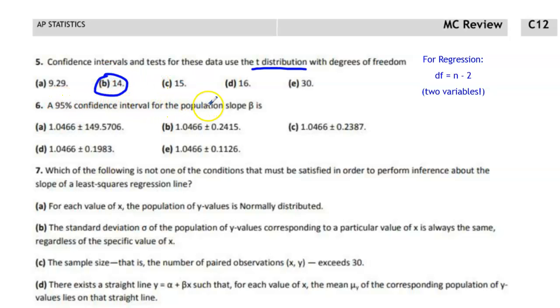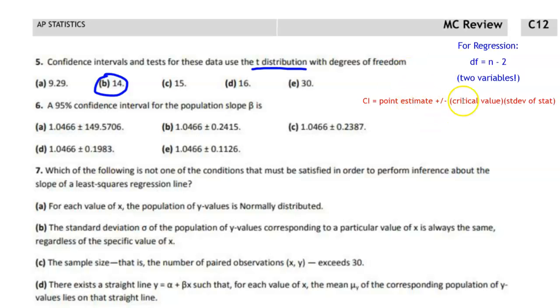The 95% confidence interval for the population slope beta is, well, first we have to start any confidence interval by thinking about what confidence intervals mean. Remember that it's a point estimate plus or minus the critical value times the standard deviation of the statistic. And remember, in this case, the point estimate is just going to be B. That's the sample slope. We're estimating the population slope. So B, in our case, is 1.0466. Oh man, I can't use that to fool this problem because all of these point estimates are 1.0466.